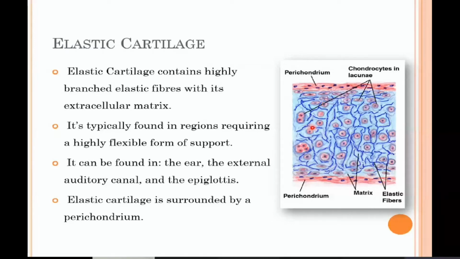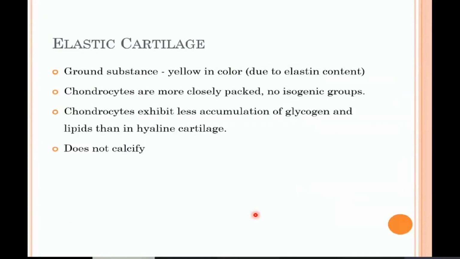So this type of cartilage is present in regions where high flexibility is required, like in the ear, the external auditory canal, or the epiglottis. And it does have the perichondrium surrounding the cartilage. The ground substance is mostly yellow because of the excessive amount of thick fibers. The chondrocytes are closely packed. Rarely there can be some isogenous groups present, but mostly there are none.